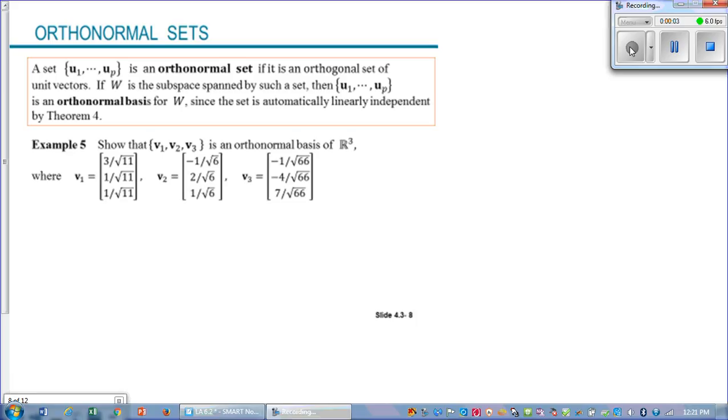Okay, so now let's look at an orthonormal set. A set is orthonormal if it's an orthogonal set of unit vectors. The term normal just means that the vectors are unit vectors, have length 1. So if W is a subspace spanned by such a set of orthonormal vectors, then we call that an orthonormal basis.